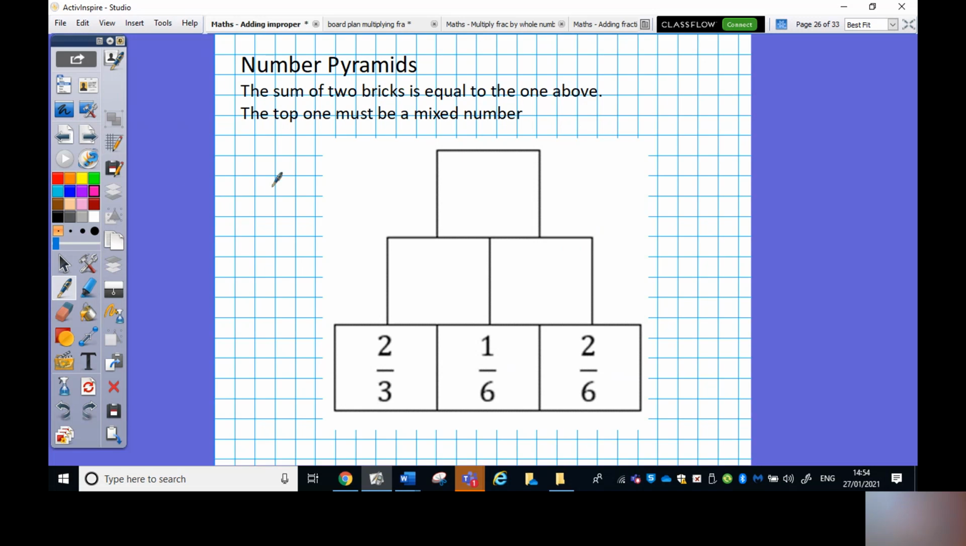Let's take a look at number pyramids. The sum of 2 bricks is equal to the one above. The top one must be a mixed number. So the number at the top of our pyramid must be a mixed number, and what we need to do is add these two to get the answer above it. So 2/3 plus 1/6. Can I add those two fractions?